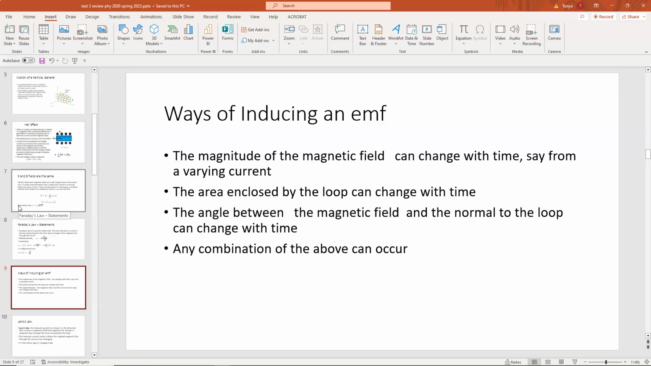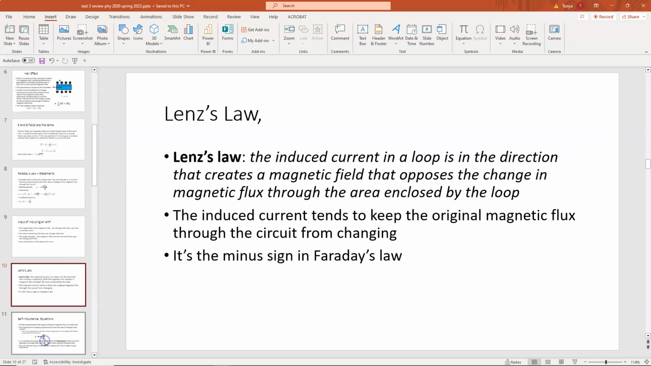Remember that the magnetic flux is the dot product between the magnetic field and the area vector, and the area vector points perpendicular to the plane of the loop. So if you vary the angle between the magnetic field and the area vector, then that can also cause a changing magnetic flux. And then, of course, any combination of those things can do that for you.